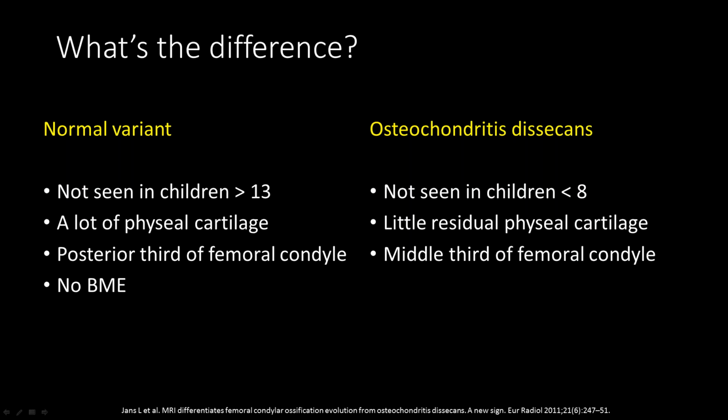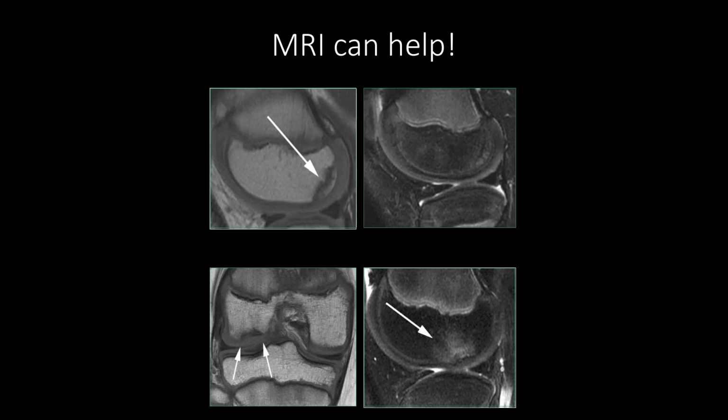A very important feature is that there is no bone marrow edema present in cases of the variant ossification, however, it's always seen in cases of osteochondritis dissecans. So MRI can help to differentiate between these two entities, as we have an example here.